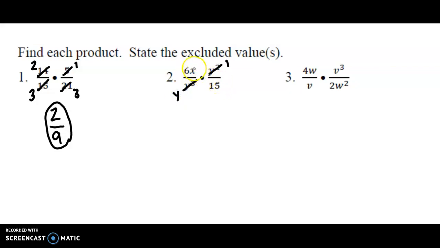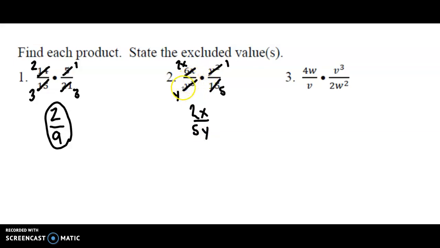On my other diagonal, 6x and 15, 3 goes into both of those. 6x divided by 3 is 2x. 15 divided by 3 is 5. And now we've simplified this, we can now multiply. Numerator times numerator will give me 2x. Denominator times denominator will give me 5y. And that's the answer.